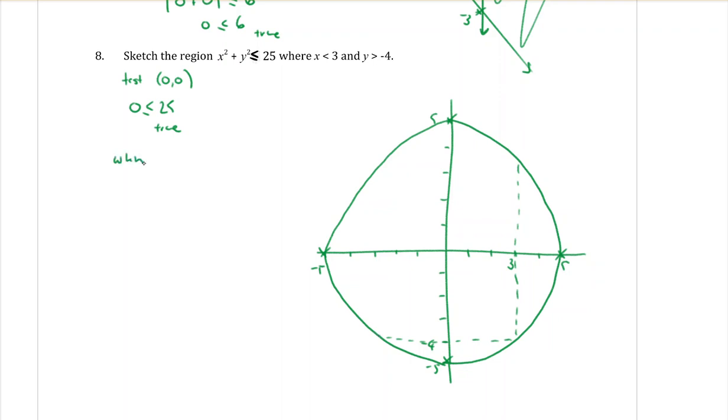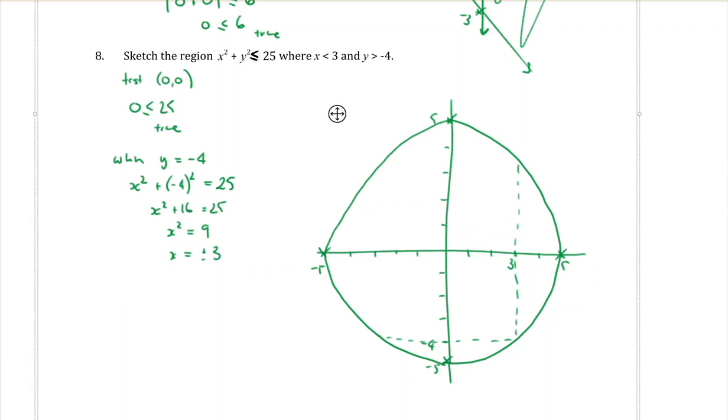Let's see what happens if we sub in when y is equal to minus 4 into our circle equation. So that would be x squared plus y is minus 4, so minus 4 squared. I'm just doing it in the equals to. I'm not worried about the inequality part. I just want to see if they intersect on that circle. So that's equal to 25. So x squared plus 16 equals 25. If I subtract the 16 across, I get x squared is equal to 9. And when I square root, what happens? Plus or minus 3. So that does mean that this little point here, they would both be right there on the edge of that circle at 3, minus 4. Okay, so they do match there nicely.